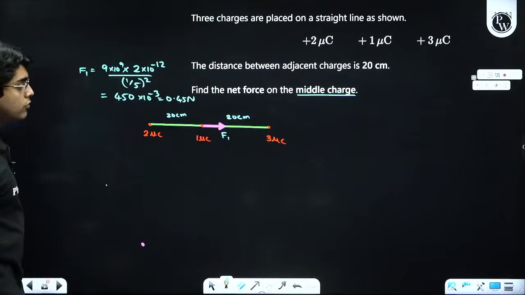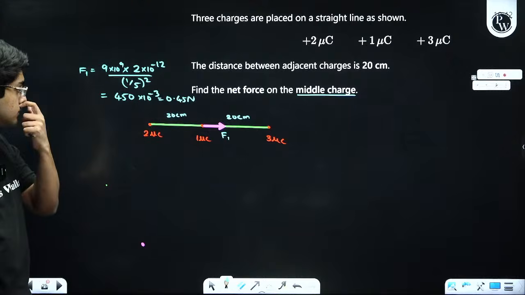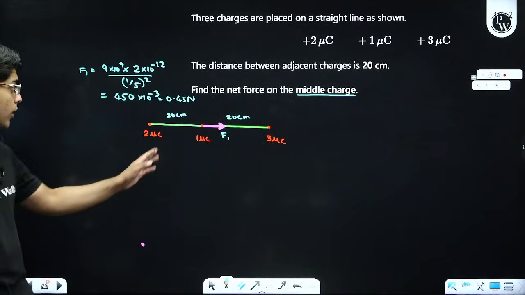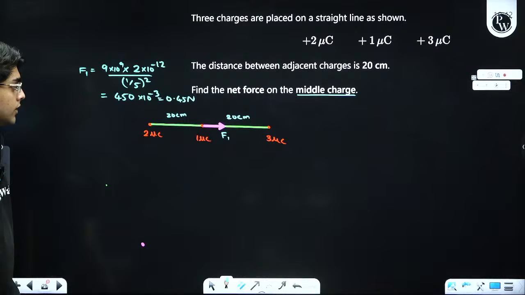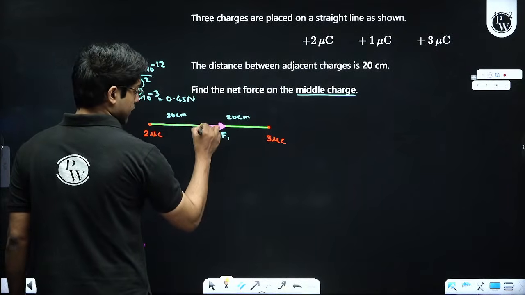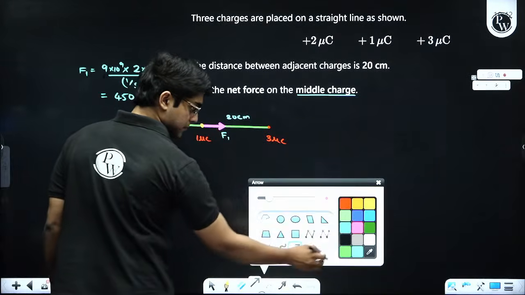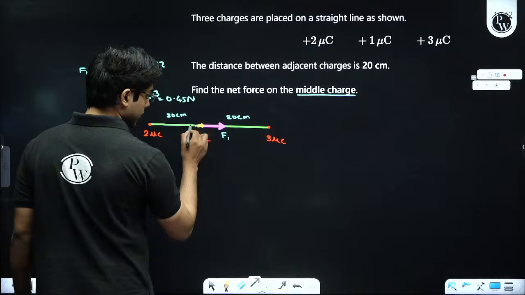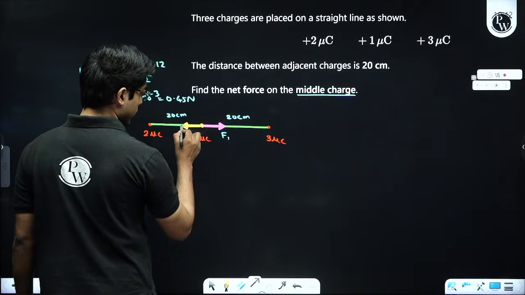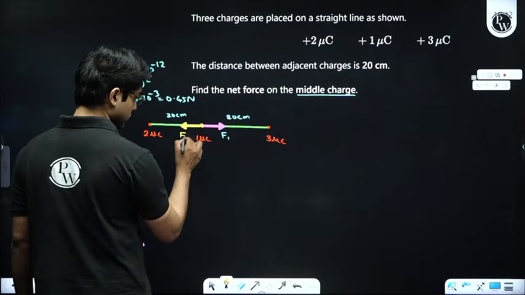Okay, 0.45 Newton is the force that 2 microcoulomb exerts on 1 microcoulomb, and it will be in the right direction. That is the first force. Then 3 microcoulomb will repel 1 microcoulomb to the left, right? 3 microcoulomb will push 1 microcoulomb to the left, and this force, let's call it F2.